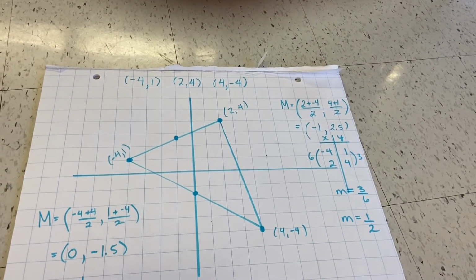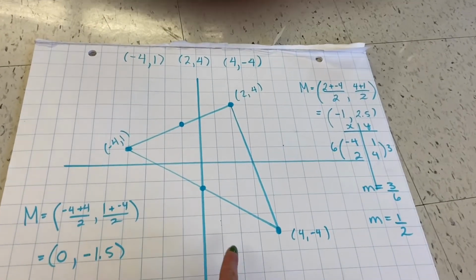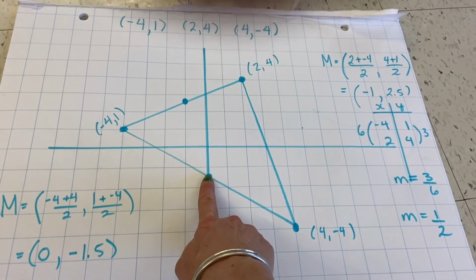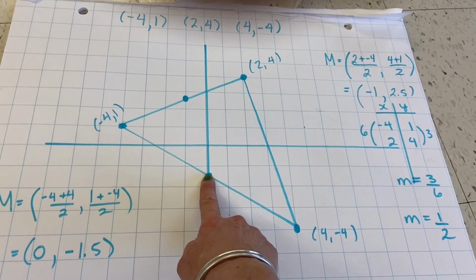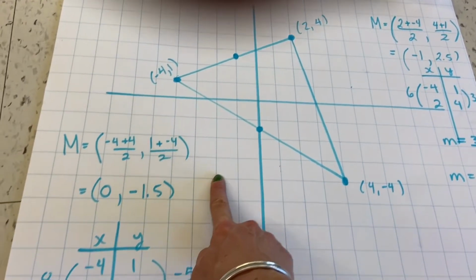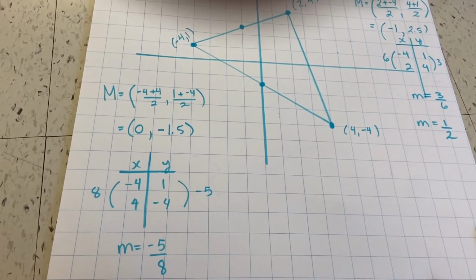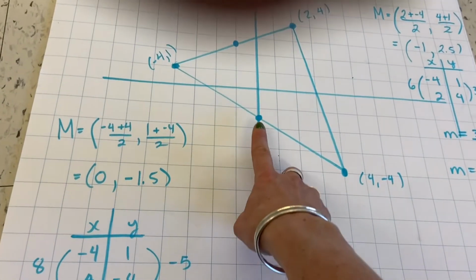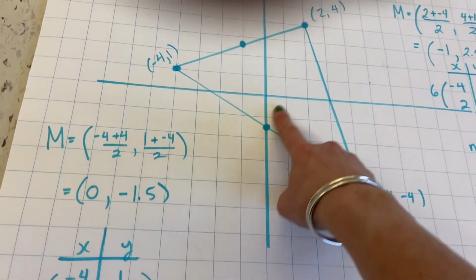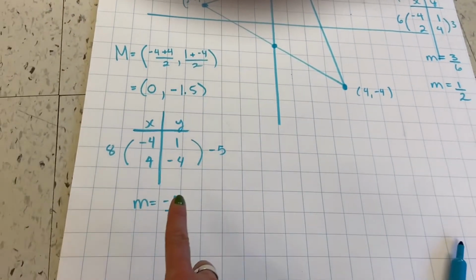So let's first deal with the perpendicular bisector from this point right here. So that means I need to look at this slope, which is negative 5 over 8. And I know that if it's perpendicular to negative 5 over 8, it's going to have to be not negative 5 over 8.